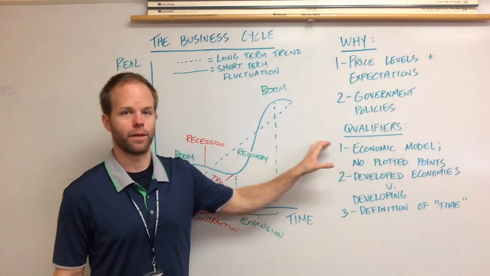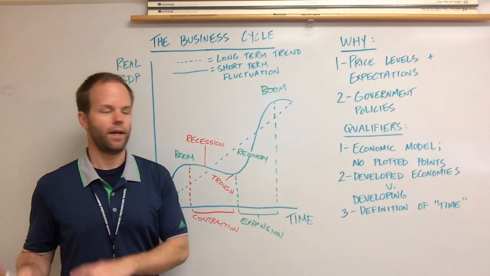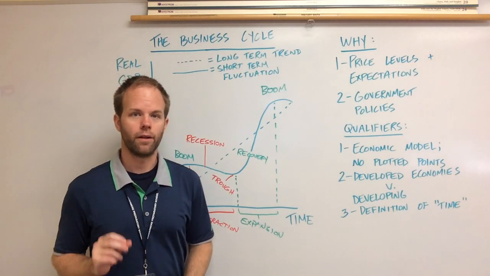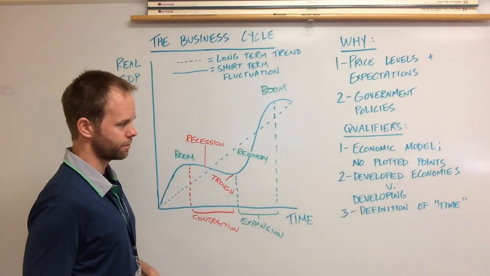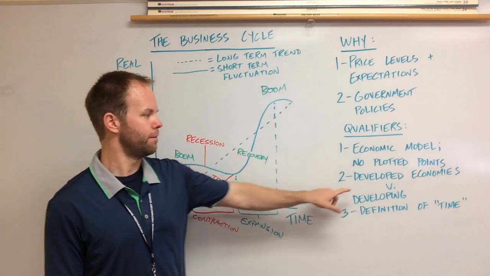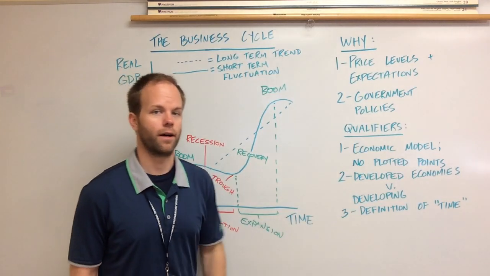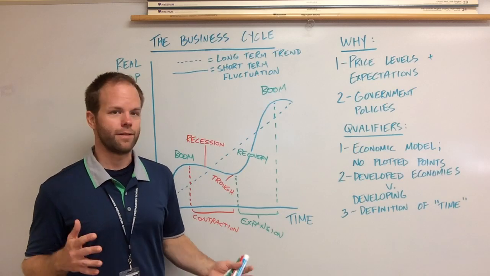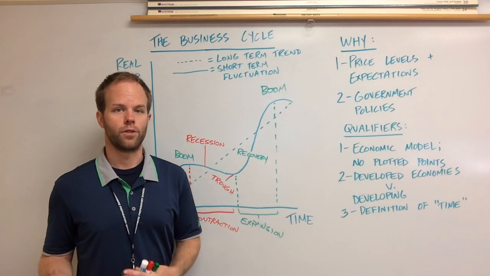Okay, so this is an economic model. It's an aggregation of data. It doesn't always align exactly with reality, but it's pretty close most of the time. Okay, so this is an economic model, and it's probably more skewed toward developed economies. There's a couple reasons for that. Typically, developed economies have better institutions.